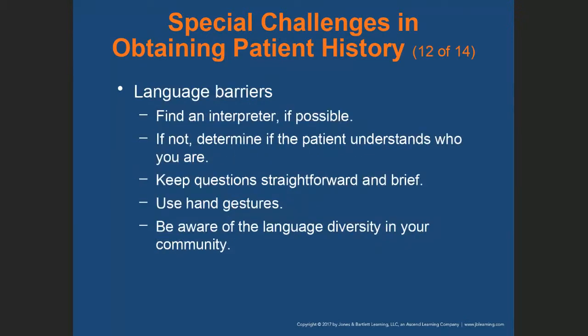Then you can have patients with communication issues or language barriers. Find an interpreter if possible. If possible, right? One of the good things about the partner that I had when I was in Texas is he spoke Spanish. And the area that I was at in Texas, Fort Worth, a lot of the calls were from Latinos. So that was a plus.